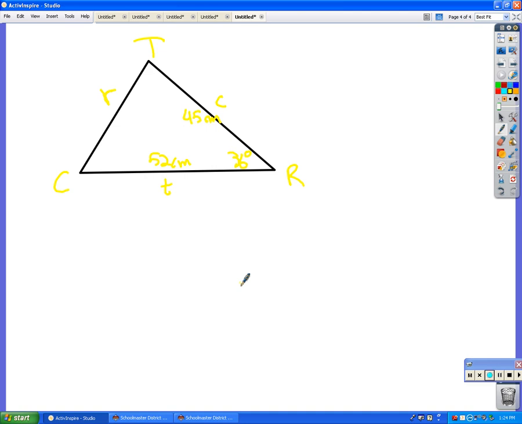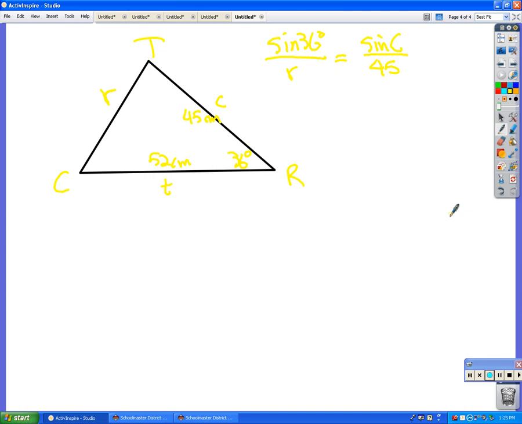Okay, but the sine needs to be on top, right? So I would go sine of 36. Okay, sine of 36. That's a good place to start. Over the side that's opposite it, right? R, which is what we're trying to find, equals sine of C. Okay, that works for me. Sine of C over the side opposite angle C, which is 45.